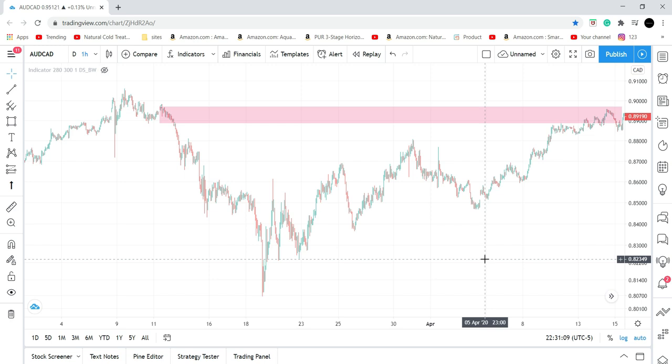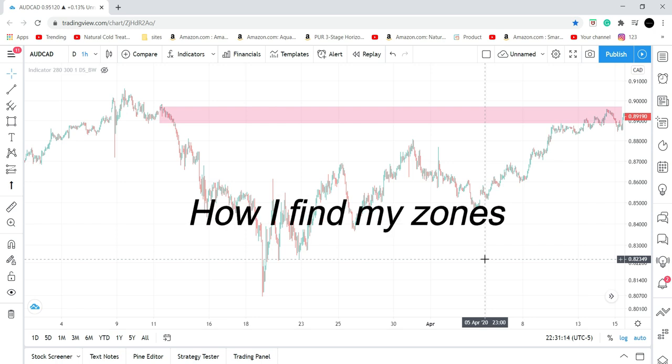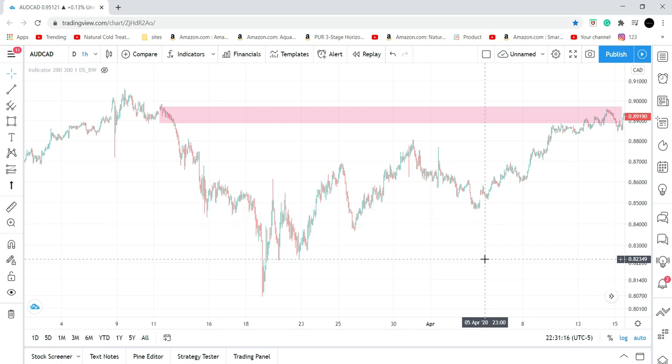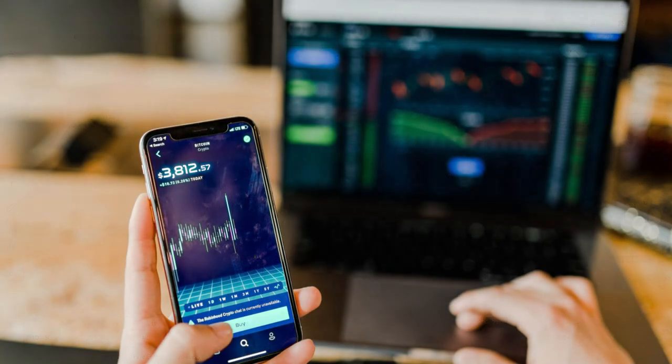Now, before we get into that, I want to show you how I find my zone first. And this works in any market. I don't care what market it is. This works right here in any market, all right? So let's talk about how I find my zones first.